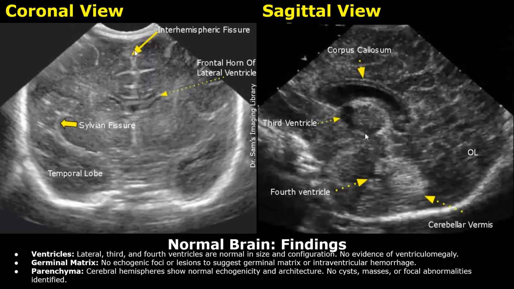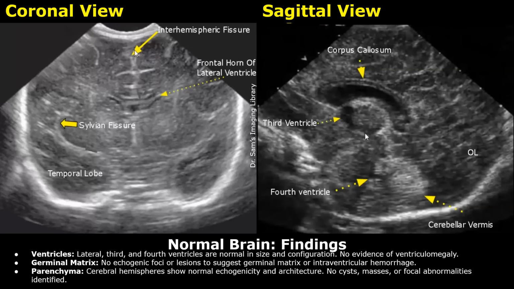Now, we can move on to the findings. We can either write the entire findings like a paragraph, or we can divide it into different sections such as this. We can write about the ventricles and other parts as separate bullet points. Ventricles. Lateral, third, and fourth ventricles are normal in size and configuration. No evidence of ventriculomegaly. Then we can write about the germinal matrix. Germinal matrix. No echogenic foci or lesions to suggest germinal matrix or intraventricular hemorrhage.